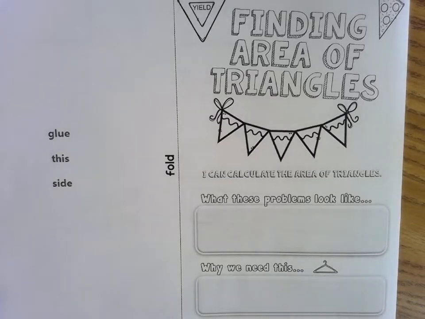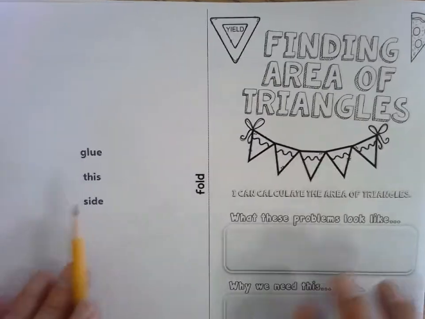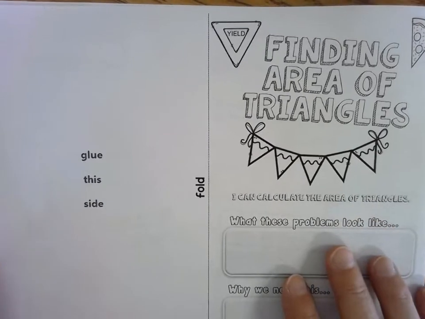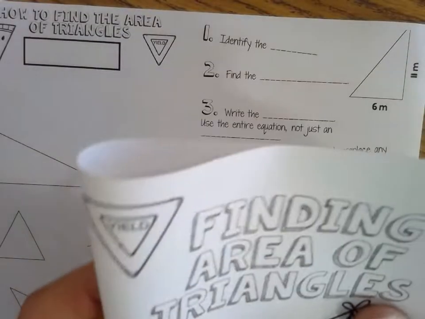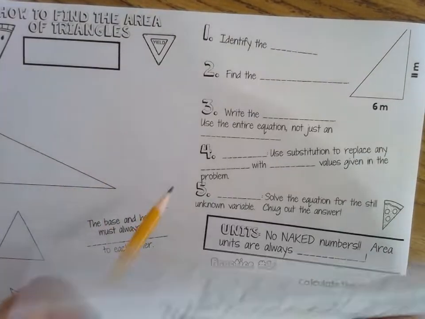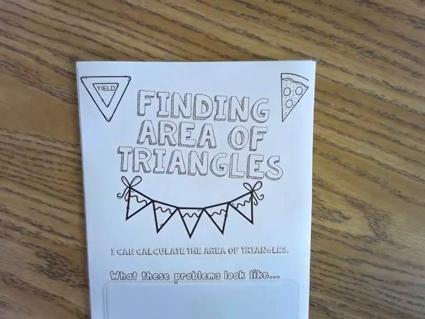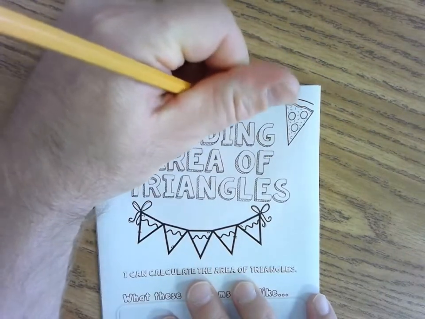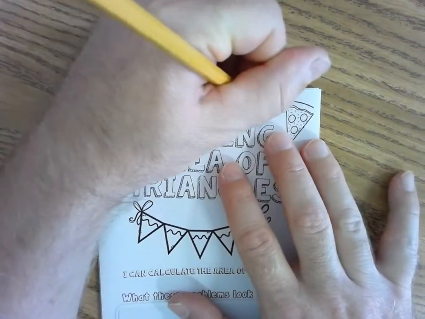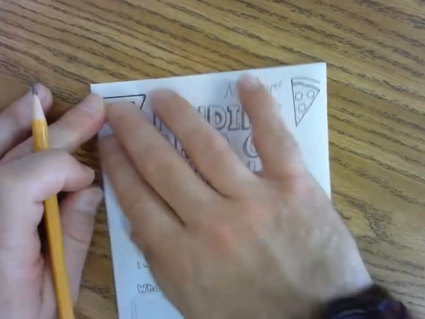Hi guys. Okay, so today what we're talking about is finding the area of triangles. So everybody should have a piece of paper that looks like this. You're going to fold this in half, so you can go ahead and fold it. Make sure you put your name up at the top, up here. Just put your name, because we're going to hand this in. I'm not going to mess around with putting it into our notebooks today.